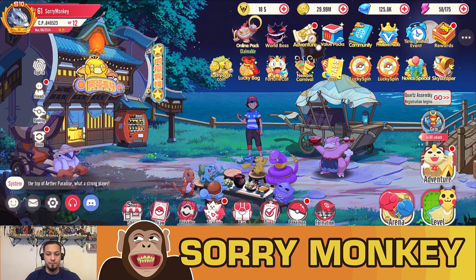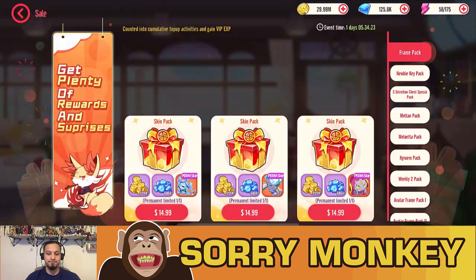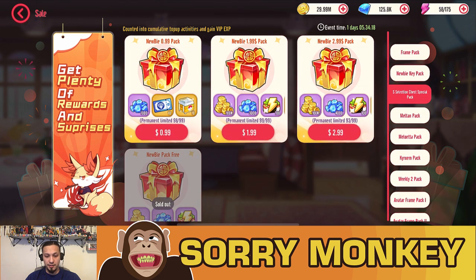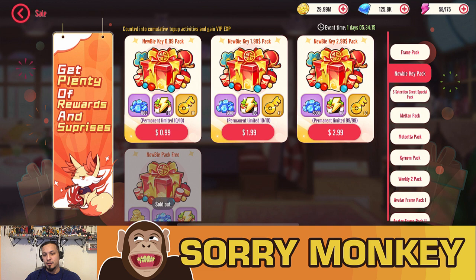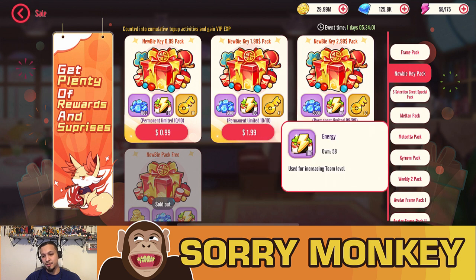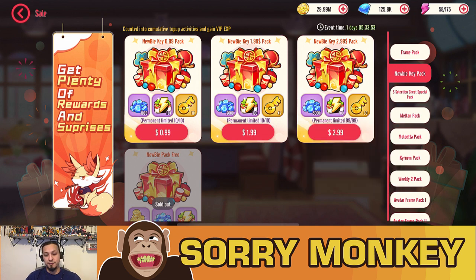All right, so let's just go to value packs. Let's go to, well, even this right here. Look at the price of the packs. $1, $2, and $3. And for $3, you get 5,000 gems, 100 energy, and 60 trinket draws. That's a pretty valuable pack, and for $3.